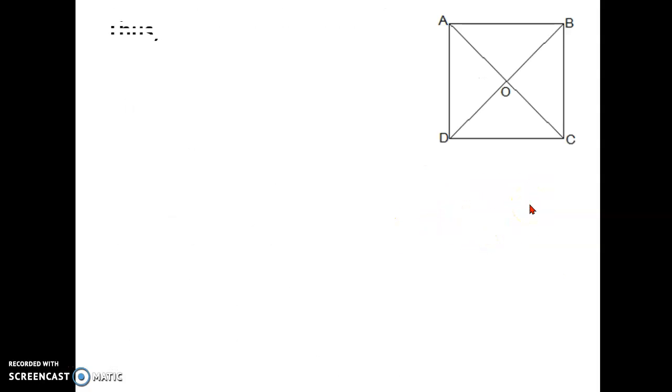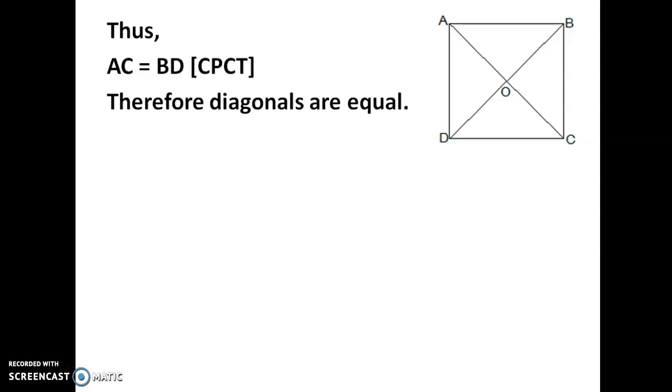So by that we can say AC equal to BD. That is, corresponding parts of congruent triangles are equal. So what are AC and BD? They are the diagonals, which are equal.